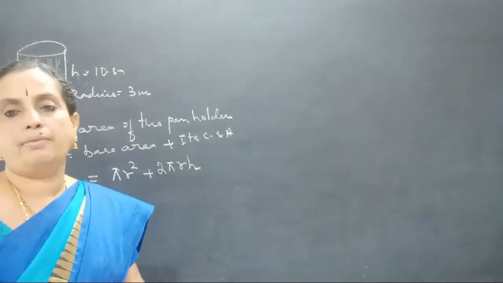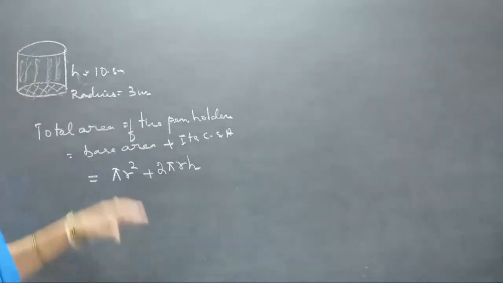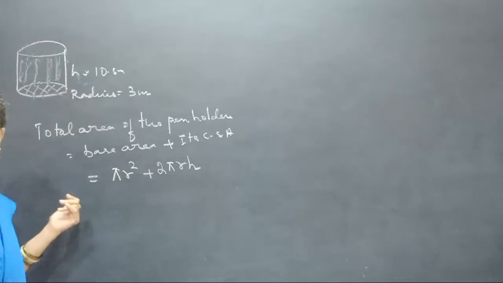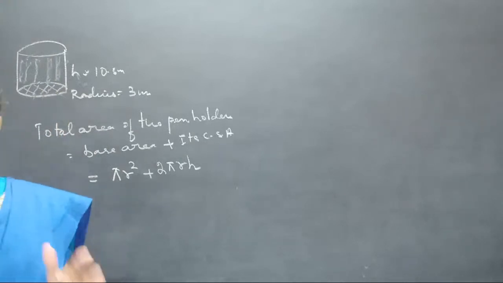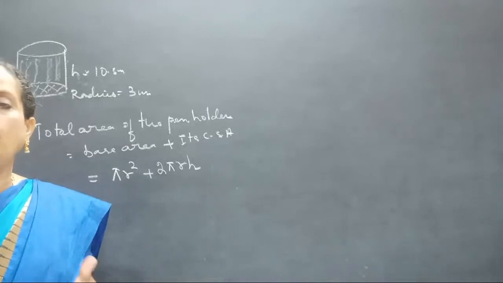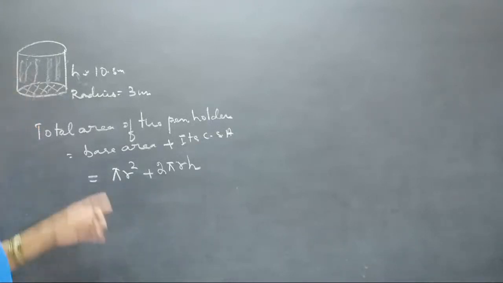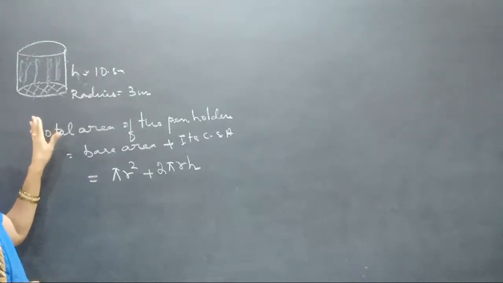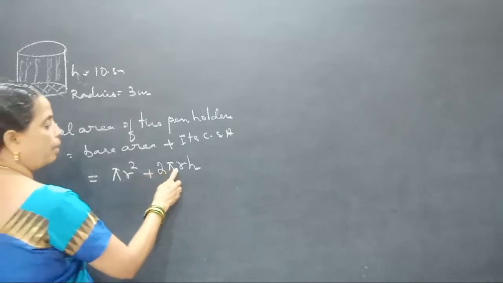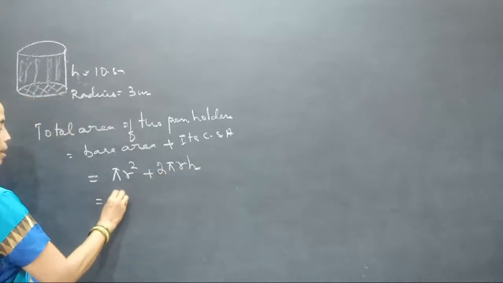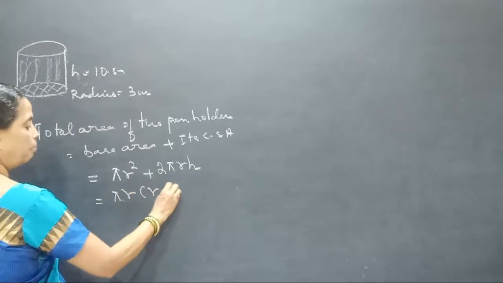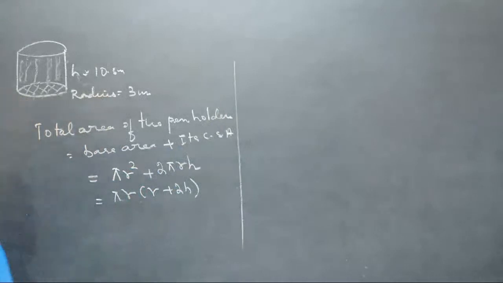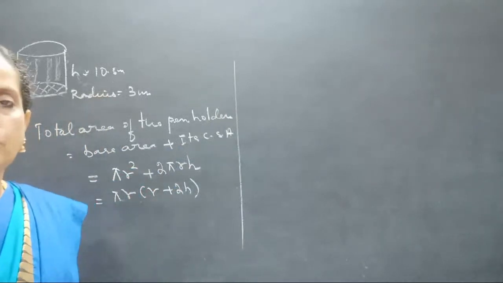Usually for the total surface area we consider both top and bottom area, but it is a pen holder. In yesterday's class we did the lamp shade where we considered only its curved surface area. This is a pen holder. Here we consider only its base area. Is it clear? Pi r square plus 2 pi r h. Take out pi r as common, you get pi r into r plus 2h.